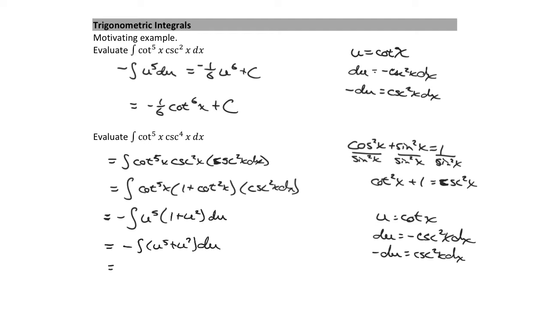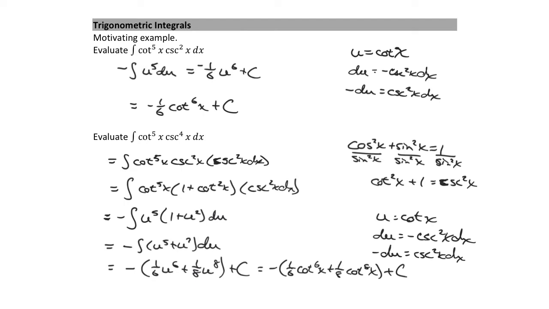And then we're going to get the opposite when I integrate: 1/6 u to the 6th plus 1/8 u to the 8th plus a constant. And we make our final substitution. It's negative 1/6 cotangent to the 6th of x plus 1/8 cotangent to the 8th of x plus a constant. So that's the general method.